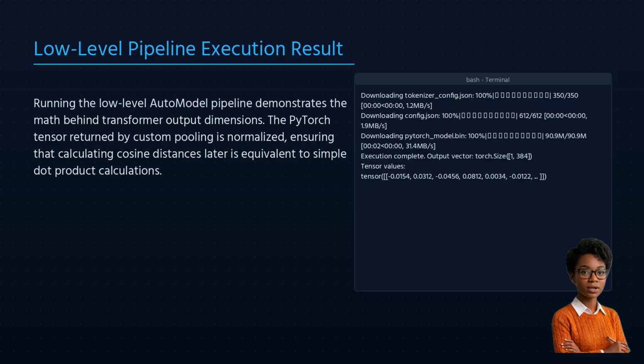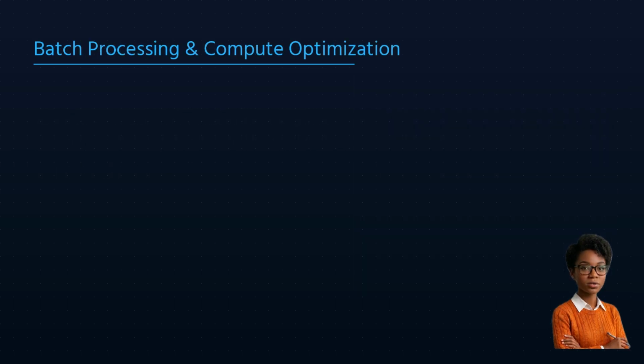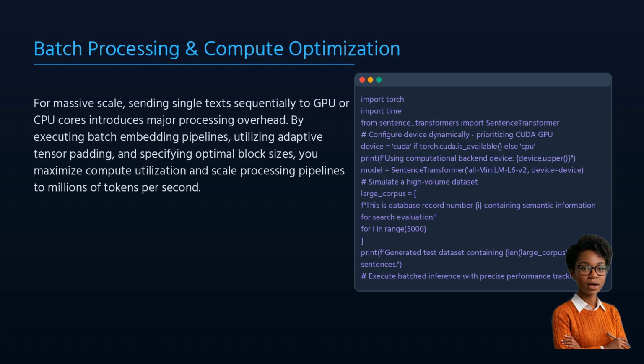Let's step up our engineering game and move into high-performance batching. When handling large production datasets containing millions of log files or documents, generating vectors one by one is incredibly slow and inefficient. To optimize compute resources, we must utilize batched inference. On your screen, look at our script optimized for batch processing.